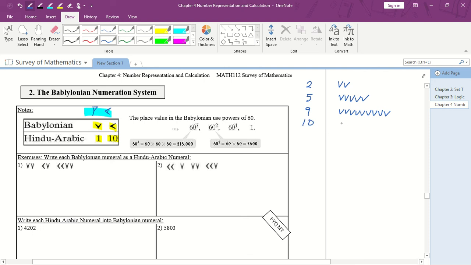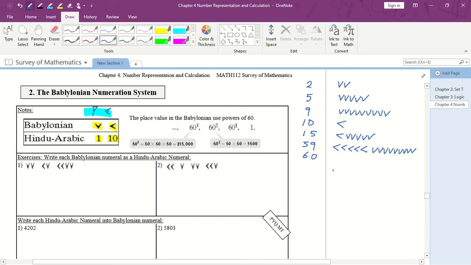And how about 10? For 10, we don't need to draw so much. We just draw this one. And what about 15? The same thing: 10, then 1, 2, 3, 4, 5, which is 10 and 5. How about 59? 59 will be five tens, then 1, 2, 3, 4, 5, 6, 7, 8, 9. And that is 59.